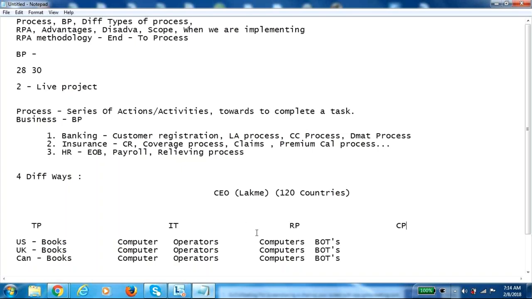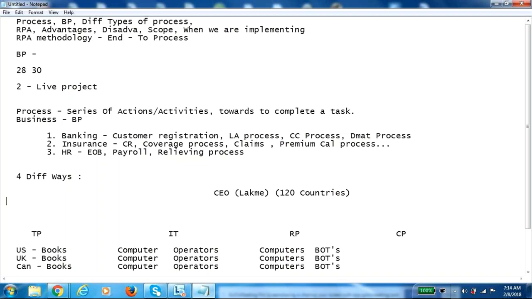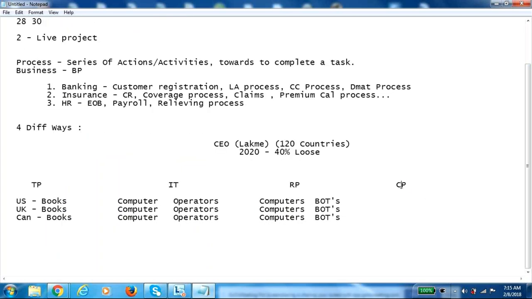But remember, by implementing robotic process automation, by 2020 we are getting a lot of changes in industry, guys. By 2020, almost 40% of the employees in industry are going to lose their jobs because of robotic process automation. So another one is there, that is the cognitive process. Cognitive process is still in the testing stages. It will be implemented by 2025. Definitely it will come by 2025, sir. That is the ending process in the world.